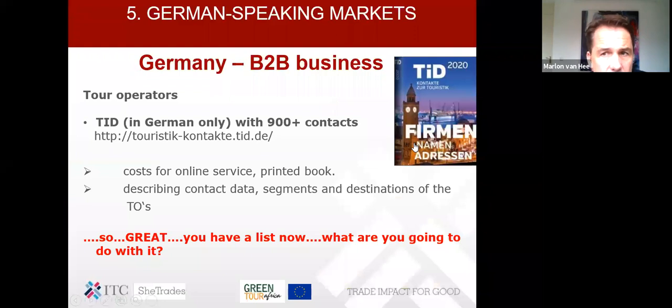Okay, this is very interesting, the TID. This is a booklet that you can purchase online, including more than 900 contacts of German tour operators. So if you want to find out the names and the contact details of German tour operators catering for Kenya or Ghana, you can buy this booklet. I think they also have a digital version, like a PDF, and you will have the whole German landscape in front of your eyes.